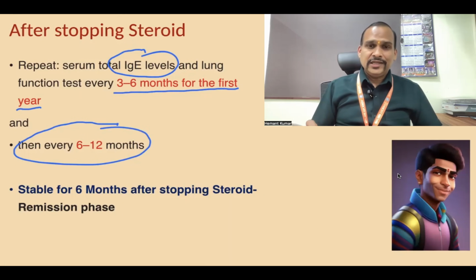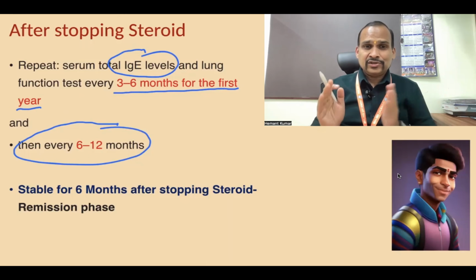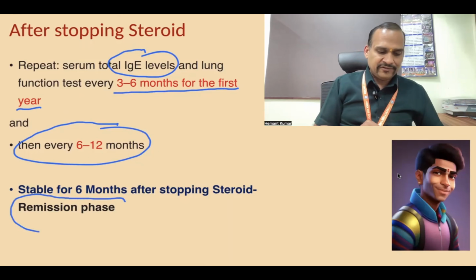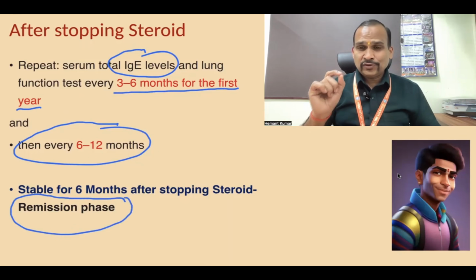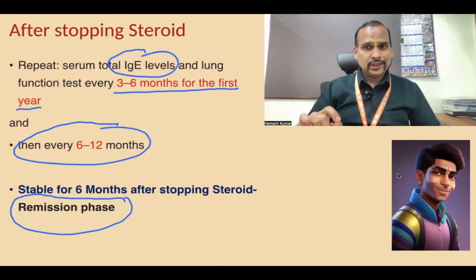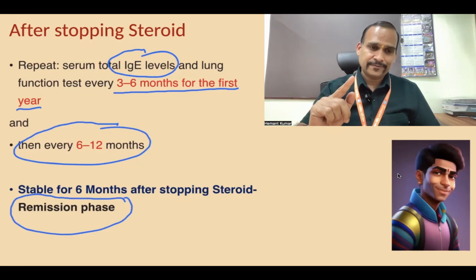So if the patient is stable after 6 months of steroid treatment, then this phase is called remission phase. So what is response phase? When total IgE is reduced by more than 20%, meaning disease is stable, that is called response phase.